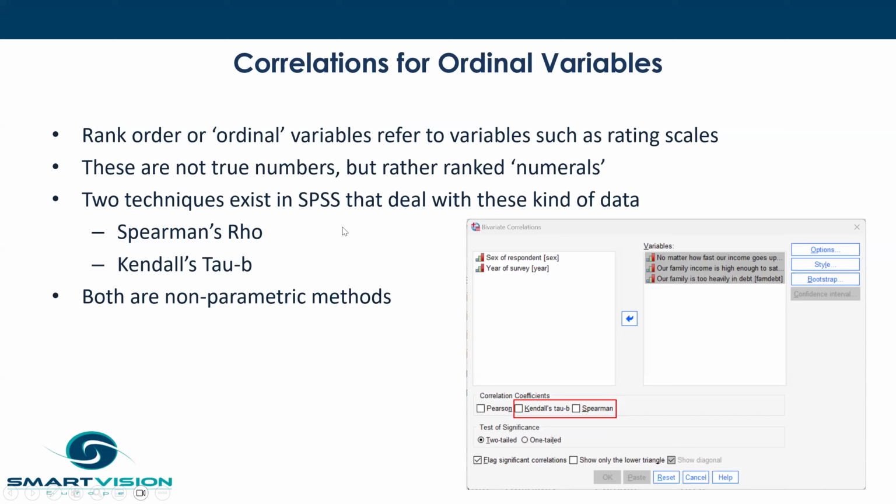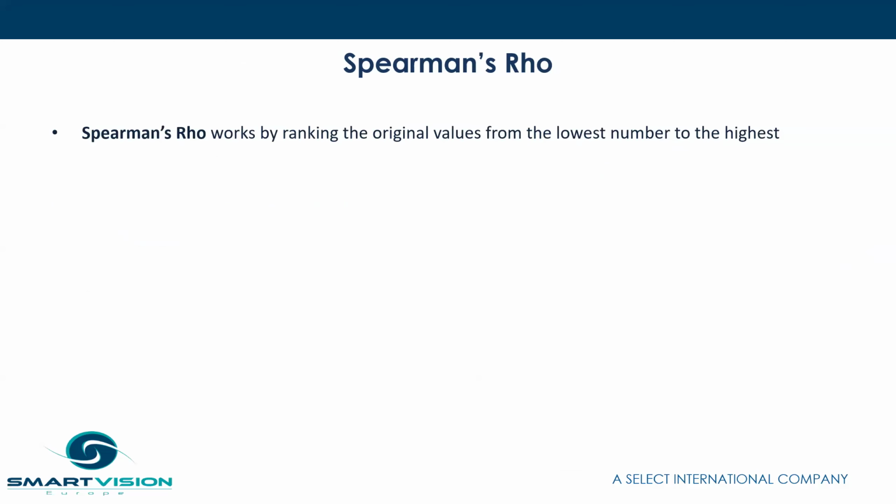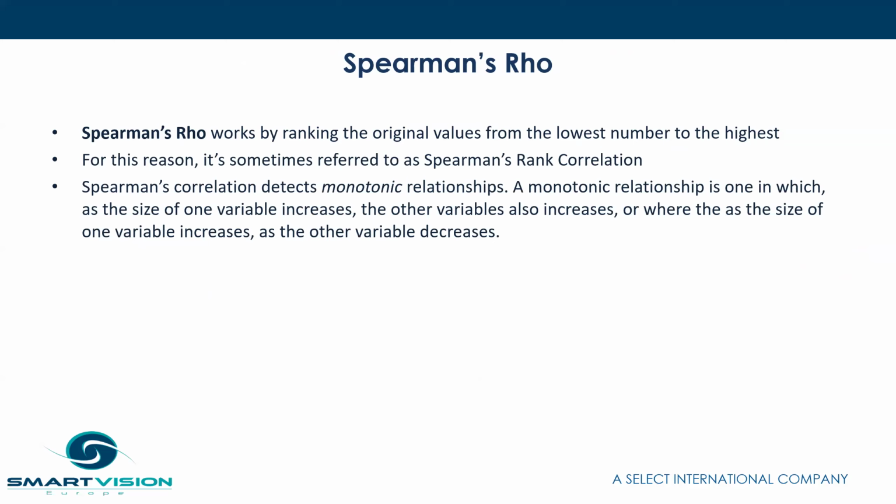Both are non-parametric methods. They do not make assumptions about the data. They don't assume normality. They don't assume the data's continuous or anything like that. So Spearman's rho is the simpler one, and it works by ranking the original values from the lowest number to the highest number. For this reason, it's sometimes referred to as Spearman's rank correlation. You'll hear it described as something that detects a monotonic relationship. A monotonic relationship is just one where, as the size of one variable increases, the values of the other variable also increase, or vice versa, where the size of one variable increases, the other variable decreases.